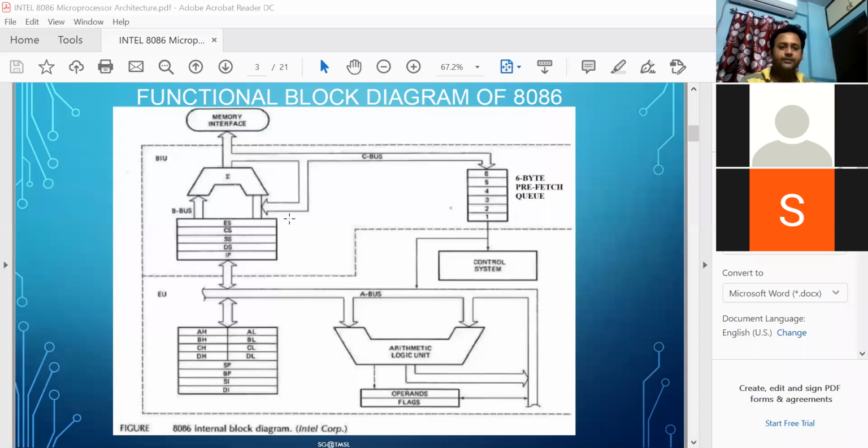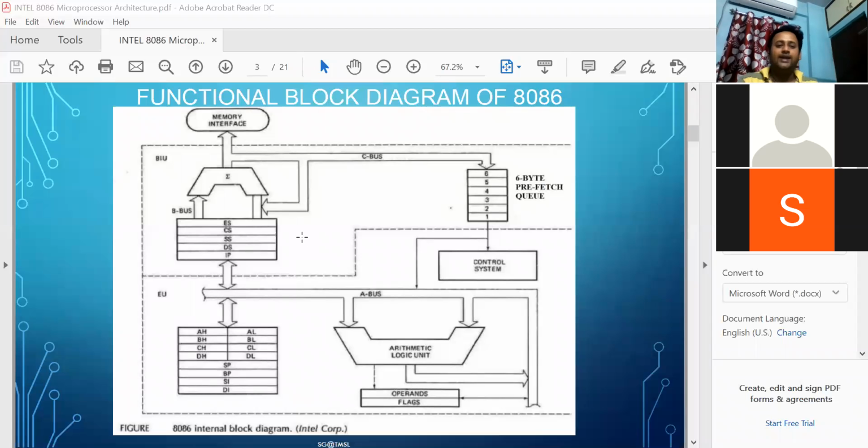So BIU first fetches the instructions from the memory, and this data bus is used to transfer that instruction or data, and stores it inside this queue. After storing it one by one, several instructions are stored. So a maximum of 6 bytes can be stored in this queue. And when it is full, then one by one they go for execution. So it goes to the control unit for decoding, and then from this position it goes for execution.